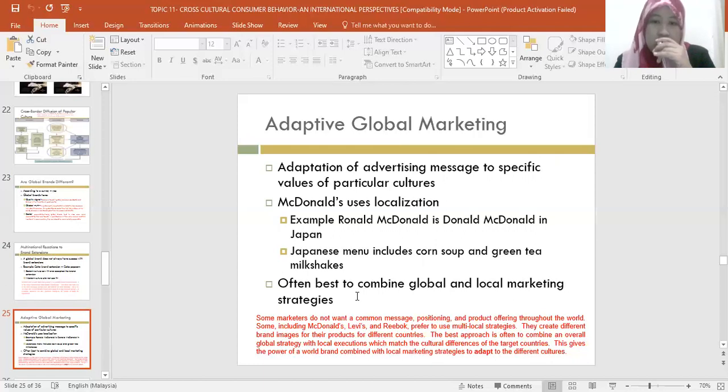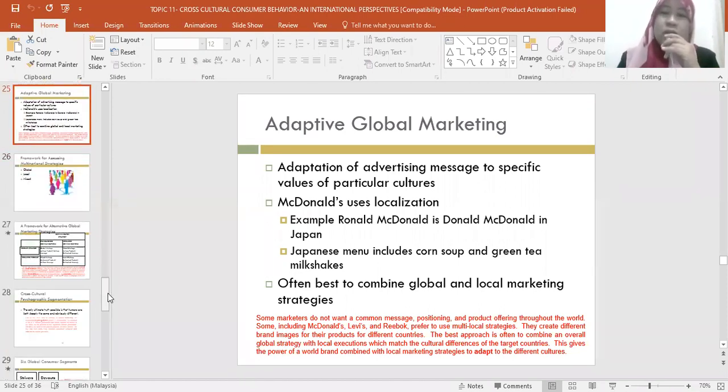Alright. So they say in here it is often best to combine global and local marketing strategy. That's true indeed. I agree with that statement because we have to combine them to make sure that the local people are accepting your product. I mean, when you are expanding the product to another country, the local people there must accept your product.